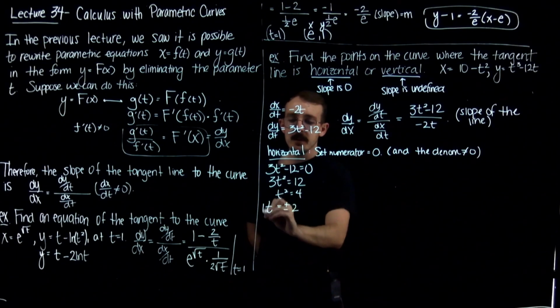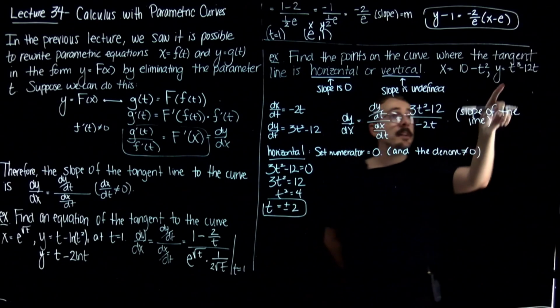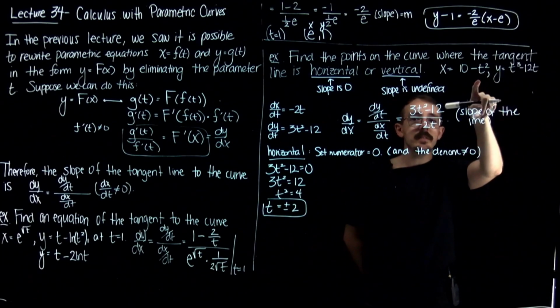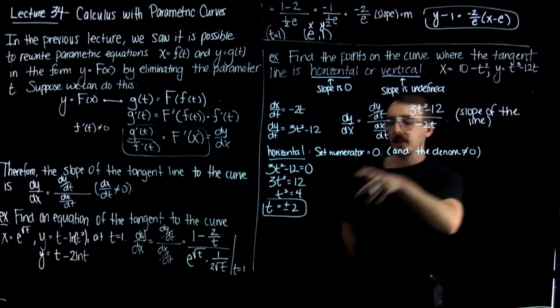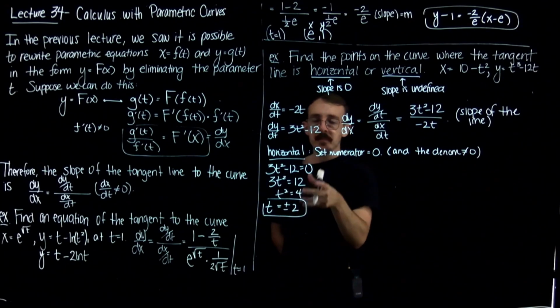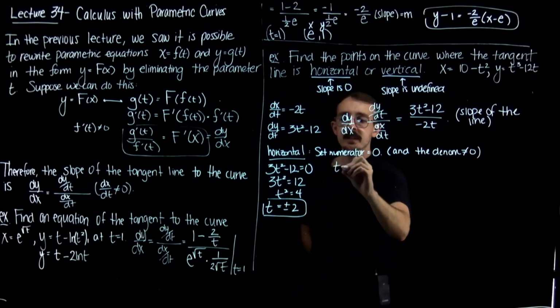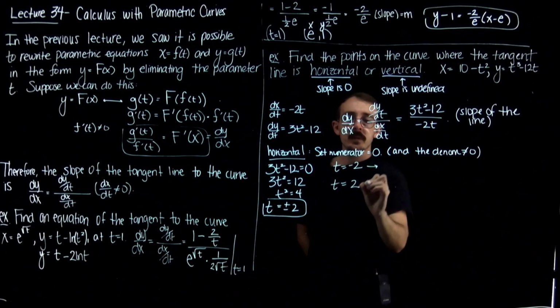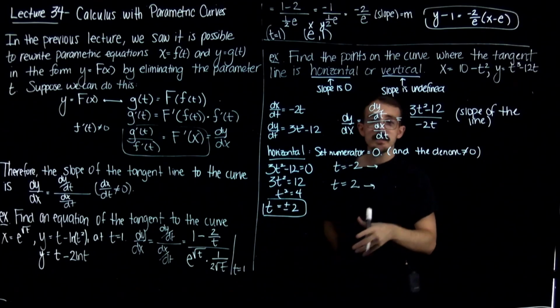t could be plus or minus 2. And that's fine. It's in the domain of each of these original equations, so we can plug in either one. So we're going to convert this into xy coordinates. So what happens when t equals -2? What happens when t is 2? What original xy points are those?